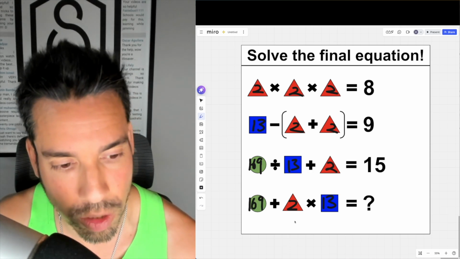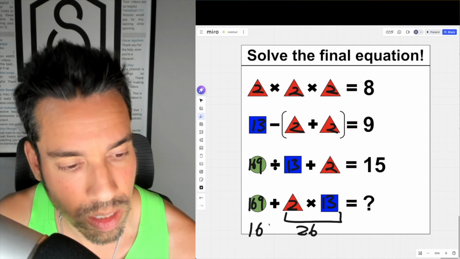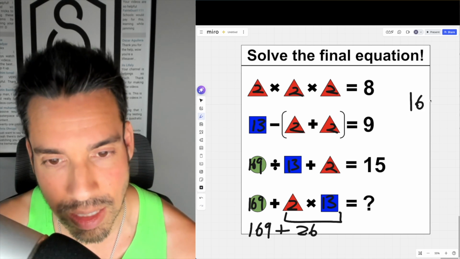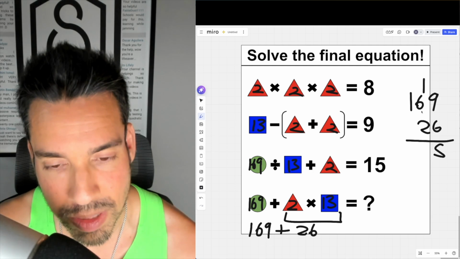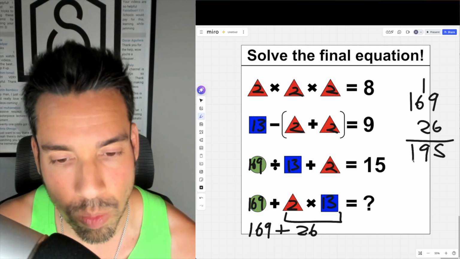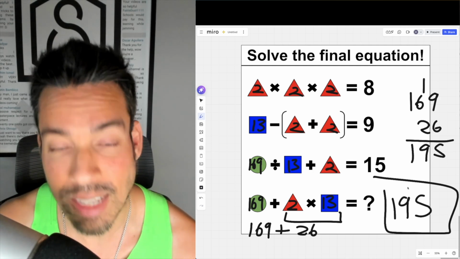Now let's solve this final equation. 2 times 13 is 26, plus 169. Now if we add these together, what do we get? 6 plus 9 is 15, carry the 1. 1 plus 6 plus 2 is 9. And then we've got a 1 at the end, which means 195 for the win. That's how you do it.